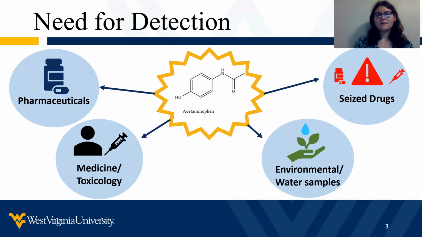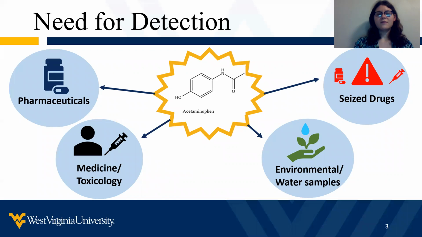Because it's so common, acetaminophen shows up and we need to be able to detect it in a wide variety of contexts. Some of these are fairly straightforward. So for example, since it's in all these pharmaceutical products, we need to be able to measure it there in order for quality control purposes. And then similarly, since patients are taking the drug, doctors need to be able to monitor it in their system to check, is it there, how much is there, and is it too much?